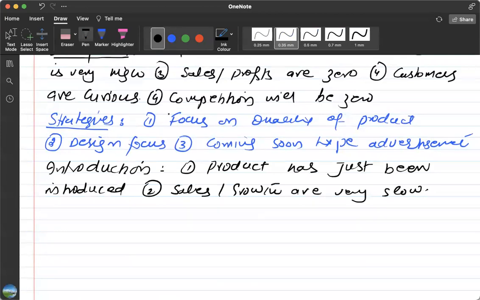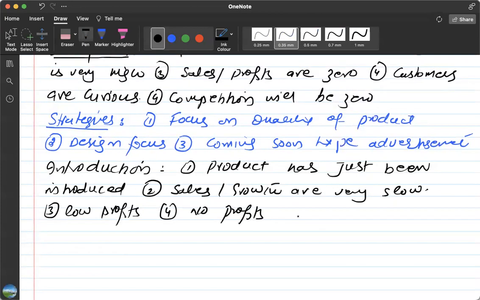Then if the sales are slow, we have low profits or no profits because cost will still be high. Cost is still high, as I told you.